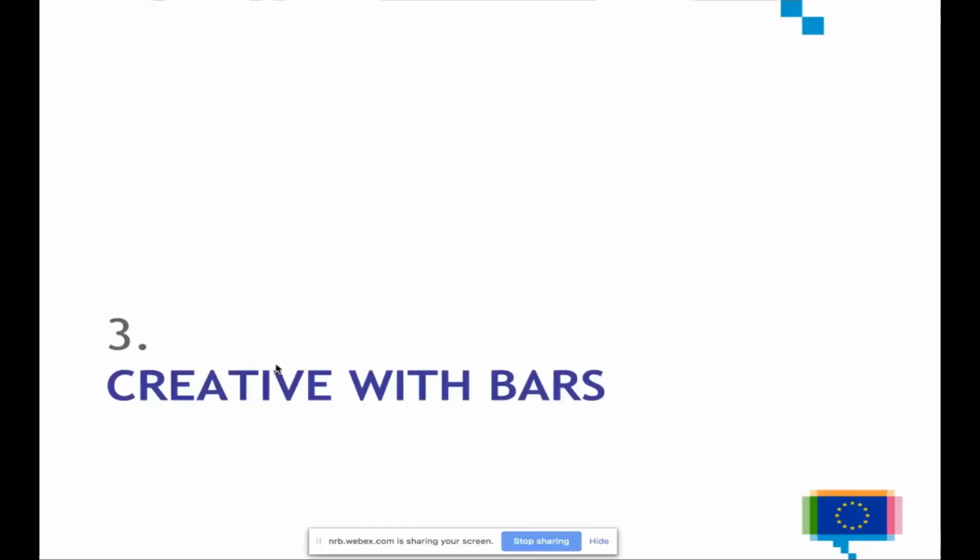So after dots, we will see some examples of charts that use bars, but those will not be your standard bar charts. These are different kinds of charts that also use bars. So let's see how we can be a little bit more creative with bars.